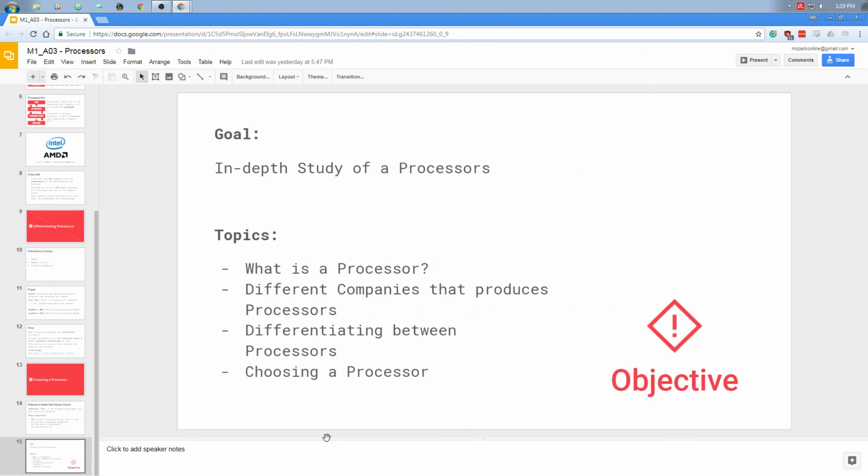So today we did an in-depth study of what a processor does. We covered topics of what is a processor, the different companies that produce processors, how to differentiate between processors, and what to consider when choosing a processor.